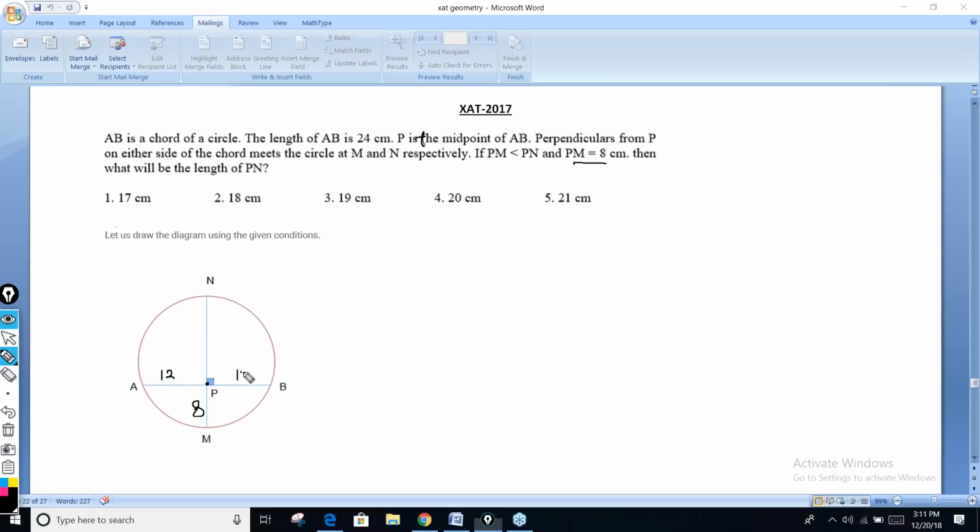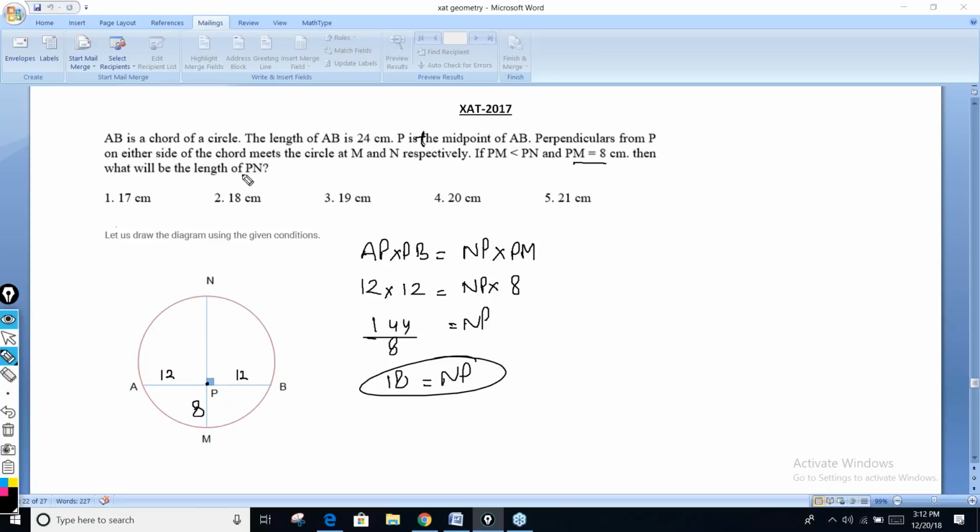So can I say this is 12 and this is 12? We need to find out the length of PN. So again, the single line question: if two chords are intersecting inside the circle, what is the relation? The relation is AP into PB is equivalent to NP into PM. So AP we know it's 12, that is also 12. NP we do not know, PM is given as 8. So what is the value of NP? It is 144 by 8, which comes out to be 18.